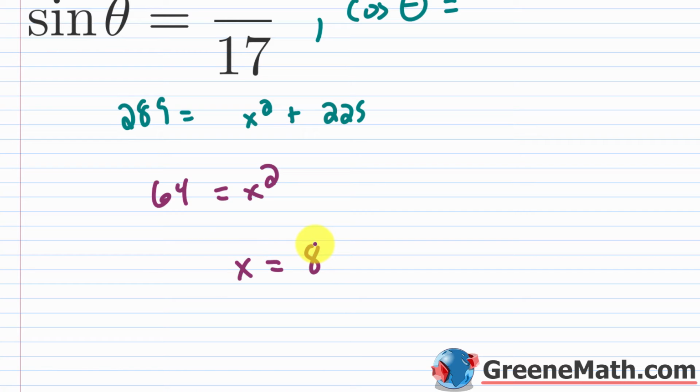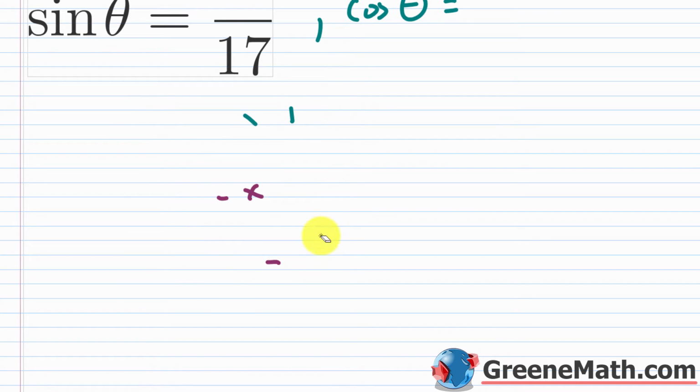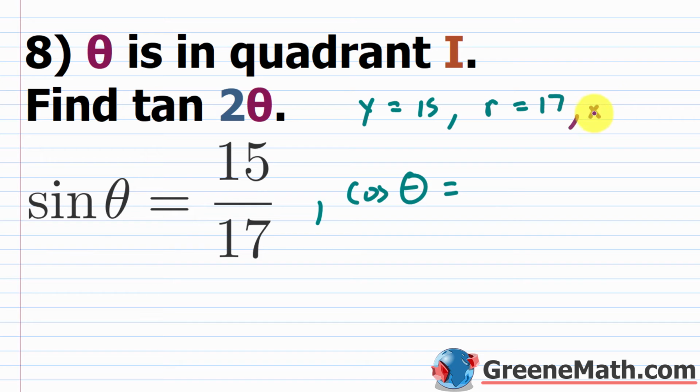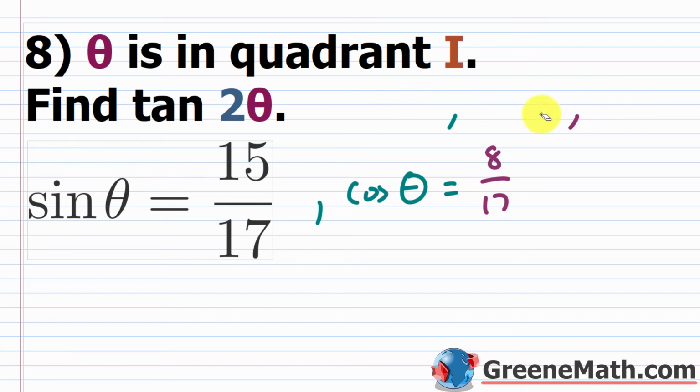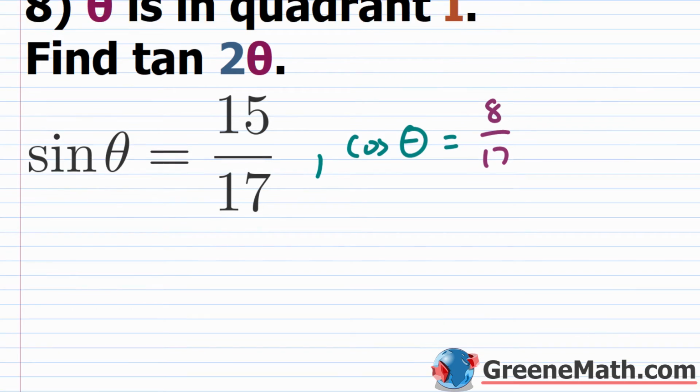Okay, but again, if you notice this is an 8, 15, 17 special right triangle, then you can just immediately say that x is 8 there. Let me get rid of this, and I'll just say that x is going to be 8. So now cosine of theta is x over r, so it's 8 over 17. So very simple. Let's get rid of this and come down here.